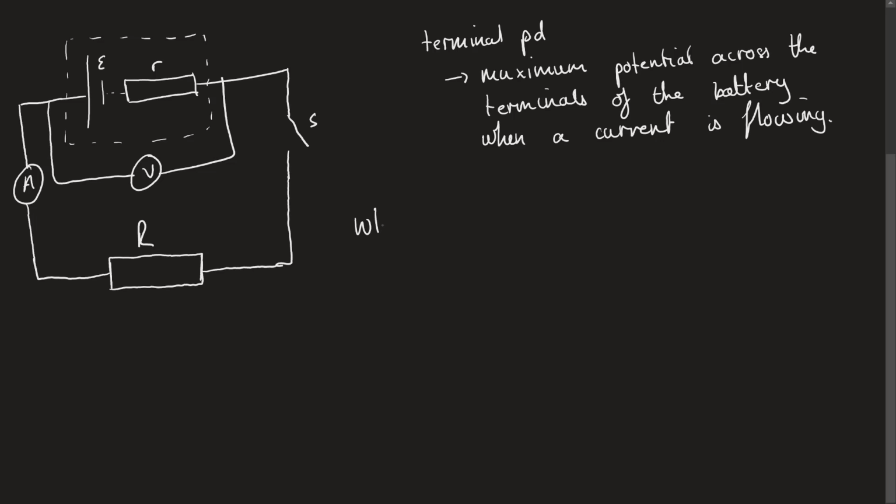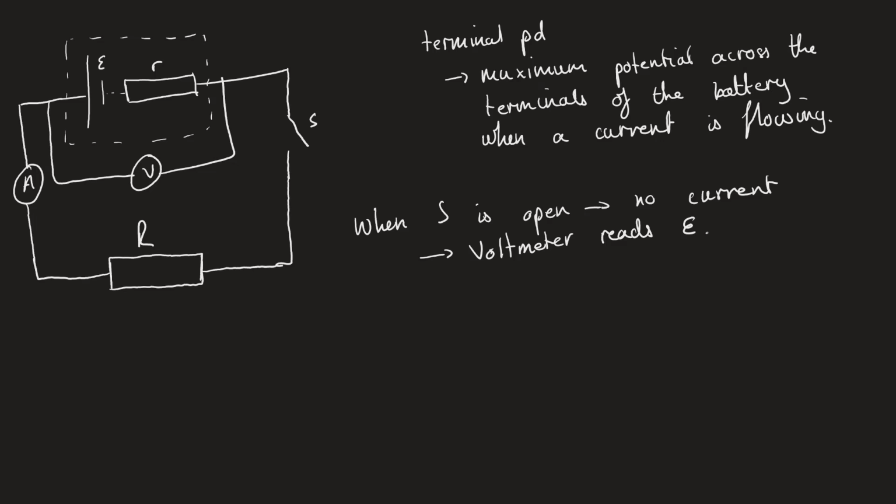So when S is open, there is no current. So what the voltmeter reads is actually the EMF. So the voltmeter reads the EMF of the battery. This is the maximum possible work done per unit charge that we can have going to a single electron if the resistance is 0.